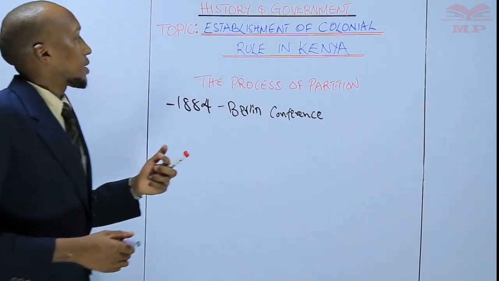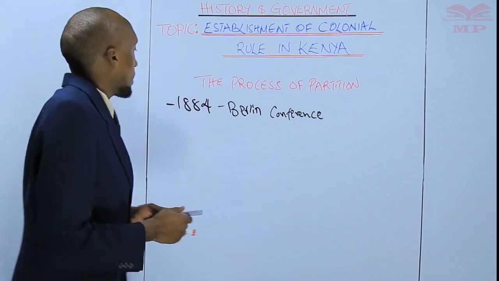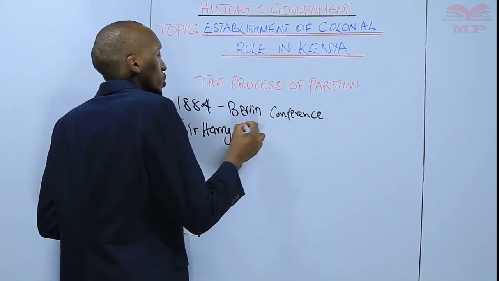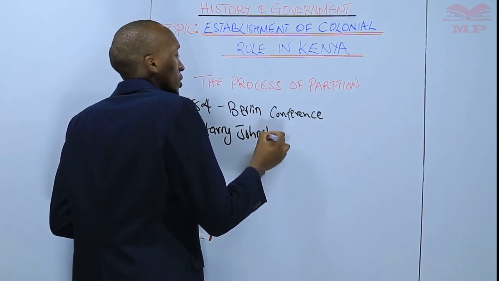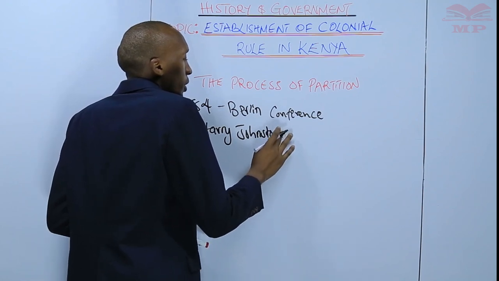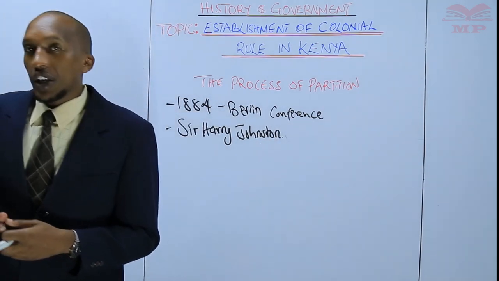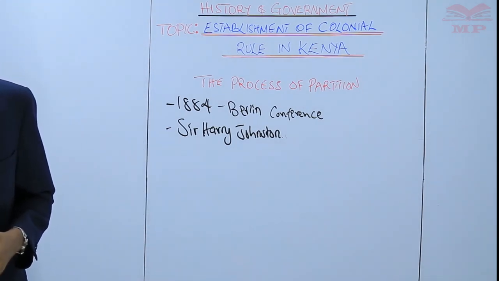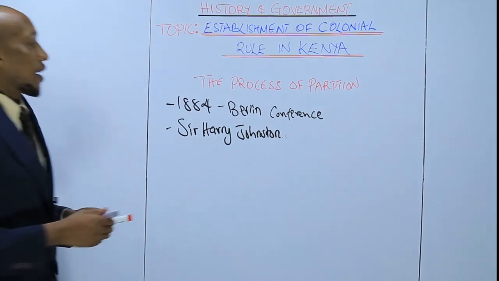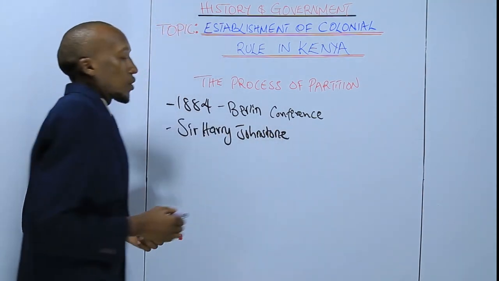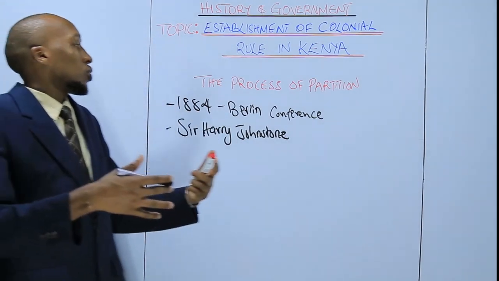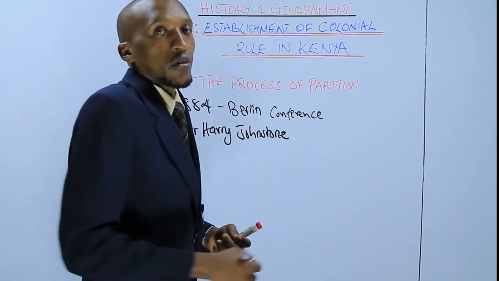So the British, through Sir Harry Johnston, came first and made treaties. He made treaties with the African chiefs. Harry Johnston made treaties with the African chiefs to safeguard the interests of the British.